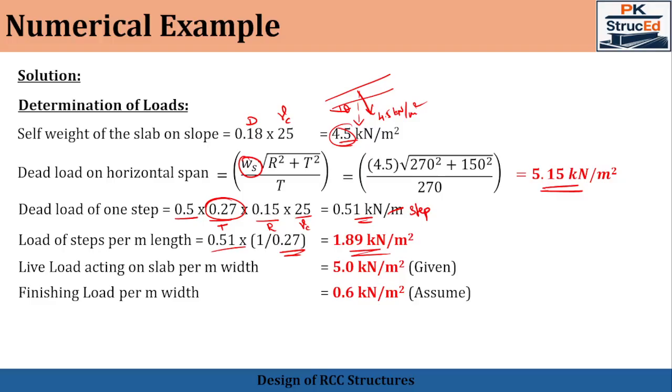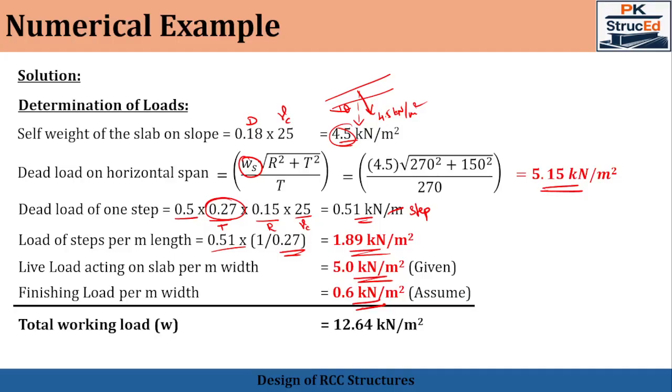Now the live load acting on the slab has been given as 5 kilonewton per meter square, and the finishing load has been assumed as 0.6 kilonewton per meter square. Summing up all the highlighted loads, we get the total service load as 12.64 kilonewton per meter square. So for getting the ultimate or factored load, the load factor will be multiplied with the service load of 12.64. We get the factored load as 18.96 kilonewton per meter square. Here the loads are calculated per meter area of the staircase.